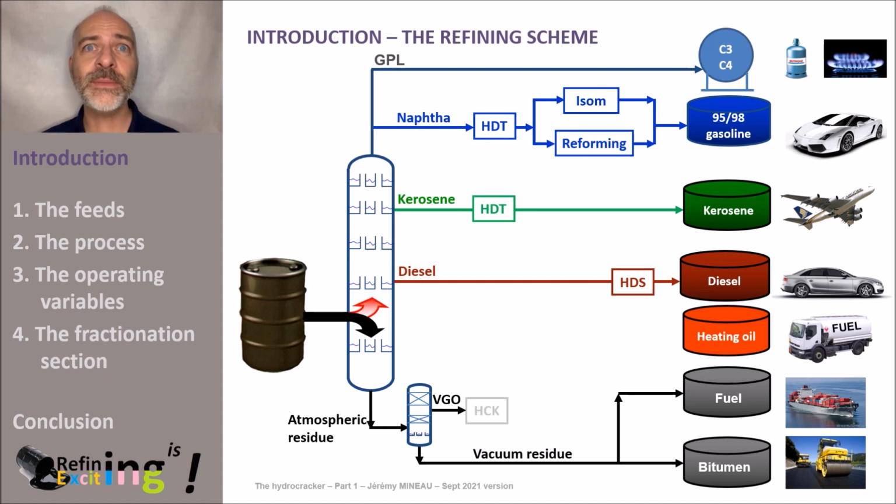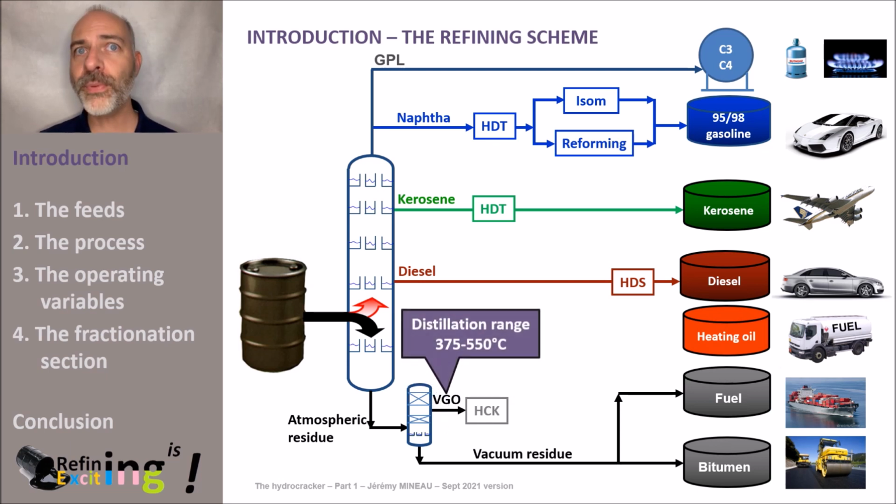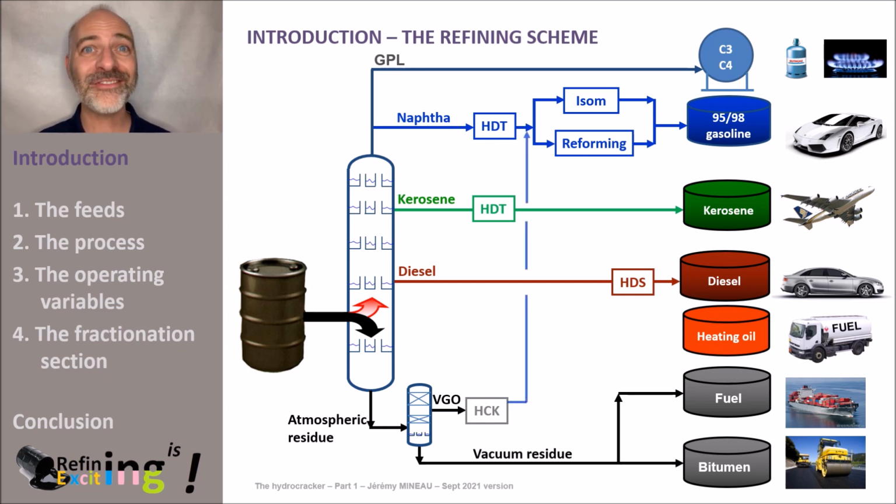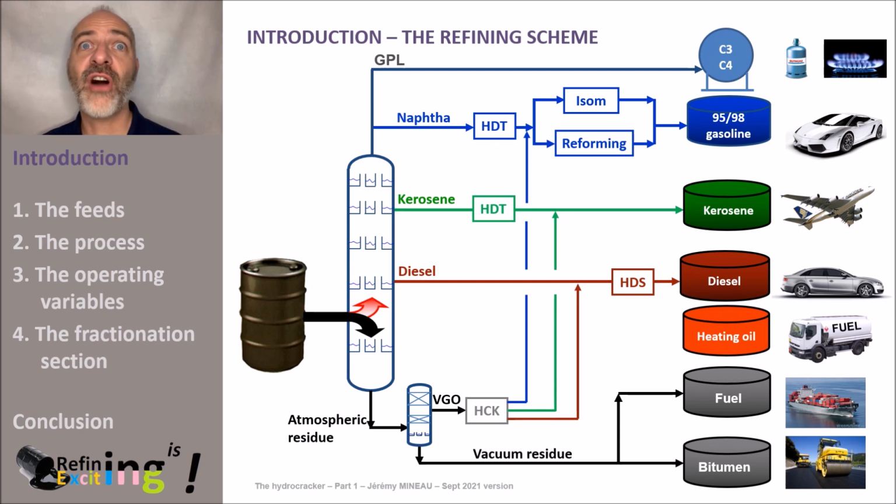This VGO has a typical distillation range between 375 and 550 degrees C. The purpose of hydrocracking process is to break down VGO long-chain molecules to produce gasoline, kerosene, and diesel fuel. The purpose of hydrocracking process is therefore very similar to that of the FCC.